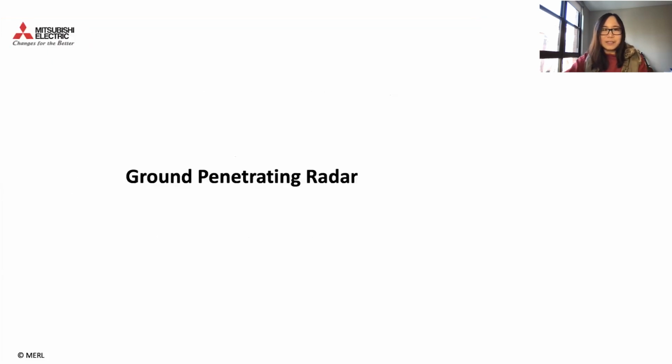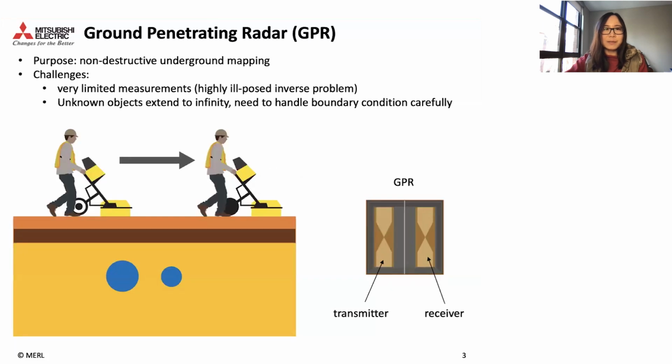Okay, let's get started. First, let's see what ground penetrating radar is and how inverse scattering is involved in this application. Ground penetrating radar is a non-destructive way for underground mapping. For example, if I want to see the layered structure of the soil, or if there is a pipe buried in the ground, but we don't want to dig a hole in order to find where the pipe is, we use ground penetrating radar.